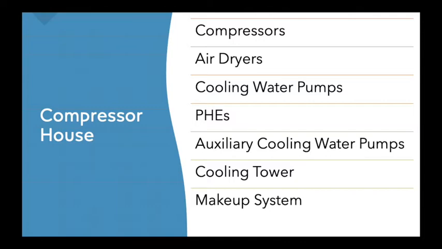The PHE serves the purpose of heat exchange between the cooling water and the auxiliary cooling water. The cooling water which has gained heat from the compressed air diverts this heat to the auxiliary cooling water. This auxiliary cooling water, once it gains the heat, goes to the cooling tower and through the mechanism of evaporative cooling gives this heat to the atmosphere. In turn, if any loss of water is there, that is recovered from the makeup water system. So all of this is included in the compressor house.